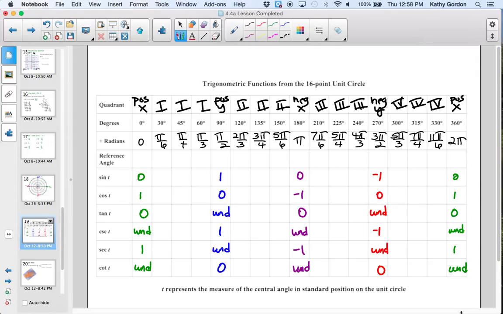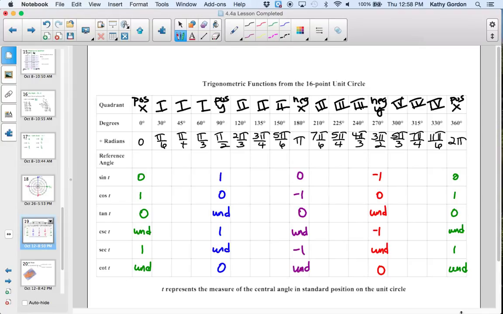So recognizing that kind of pattern can help you. Oh, it's 3 pi over 4? Okay, that's second quadrant. Oh, I'm dealing with 11 pi over 6? Okay, that's fourth quadrant. Knowing which quadrant we're talking about. Okay?